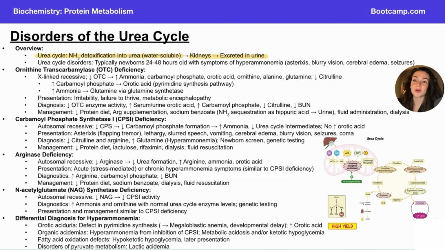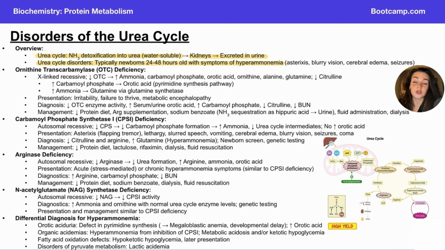It's a long pathway with a lot of steps, and as Murphy's Law tells us, anything that can go wrong will go wrong. So there are lots of disorders within the urea cycle where different enzymes are not functioning. Generally, the urea cycle disorders, and we'll talk about each of them in turn, but broadly, they will present in a newborn, 24 to 48 hours old, with symptoms of hyperammonemia.